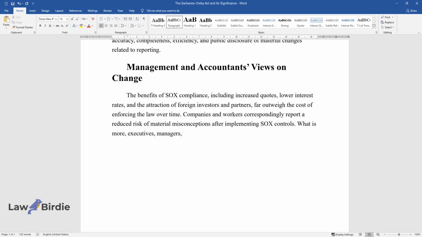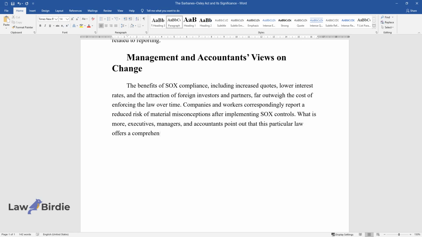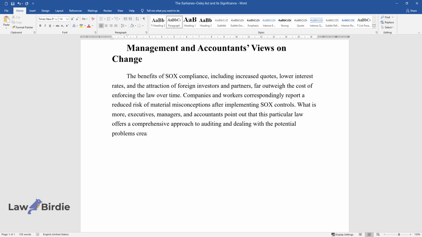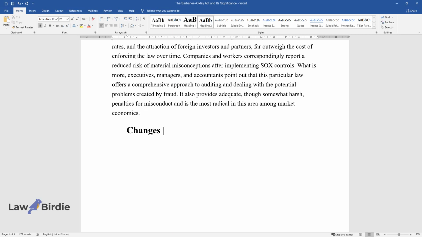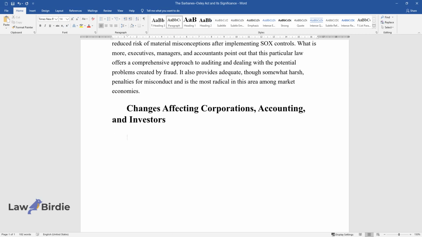What is more, executives, managers, and accountants point out that this particular law offers a comprehensive approach to auditing and dealing with the potential problems created by fraud. It also provides adequate, though somewhat harsh, penalties for misconduct and is the most radical in this area among market economies. Changes affecting corporations, accounting, and investors.